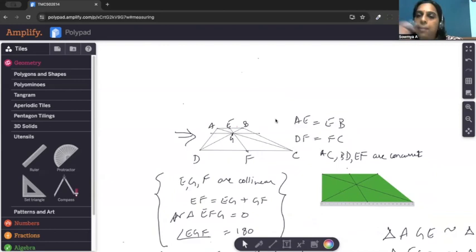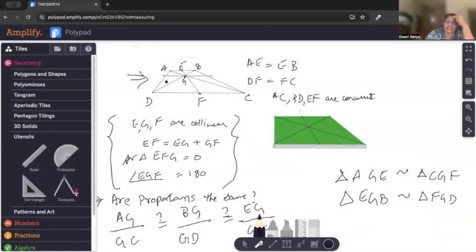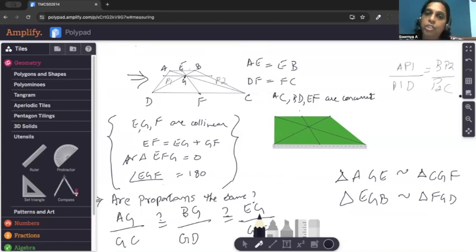I mean, any line which is parallel to both the parallel sides, passing through the trapezium, will cut any line in the same proportion as the non-parallel sides. Yes, correct. Will cut any line. So basically, AP1 by P1D will be the same as BP2 by P2C, and any line which is non-parallel will be cut in the same proportion. Nice.